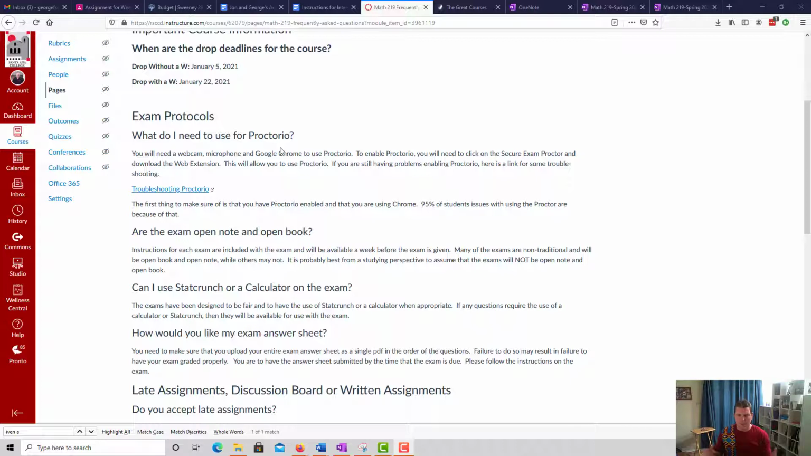There is no time limit on them. They'll be open note, open book, okay? And you will be given basically a 48-hour time period in which to do those exams. That's exam 2 and exam 3.